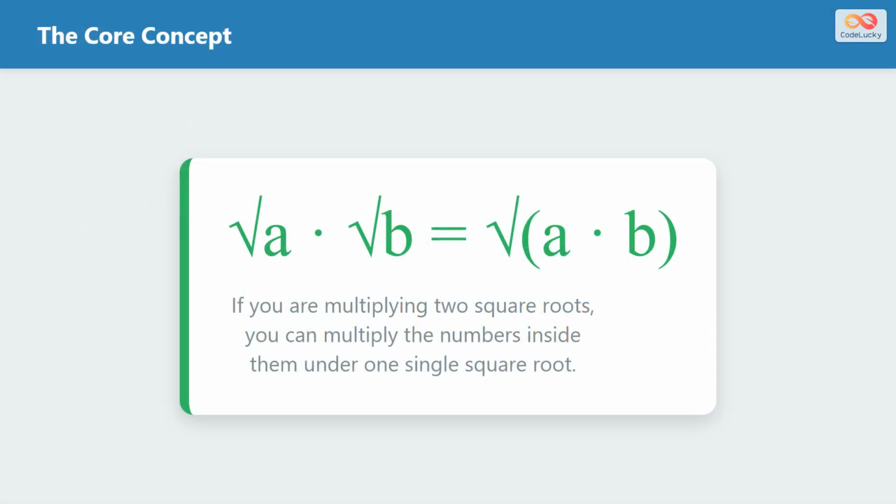Here is the core rule you need to know. The square root of a times the square root of b is equal to the square root of a times b. Simply put, if you are multiplying two separate square roots, you can combine them into one single square root by multiplying the numbers inside.